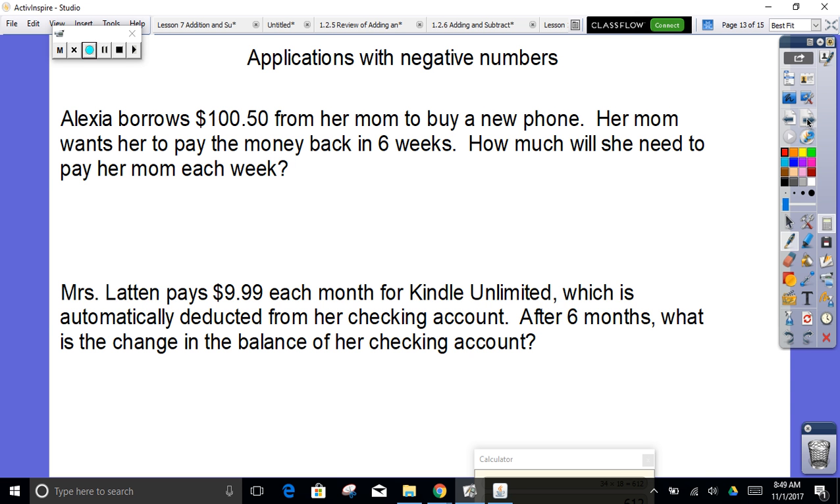All right, Alexia borrows $100.50 from her mom to buy a new phone. Her mom wants her to pay the money back in 6 weeks. How much will she need to pay her mom each week? So thinking in terms of negative numbers and how we might use a negative number to do this, Katie, how might I write an equation to solve this?